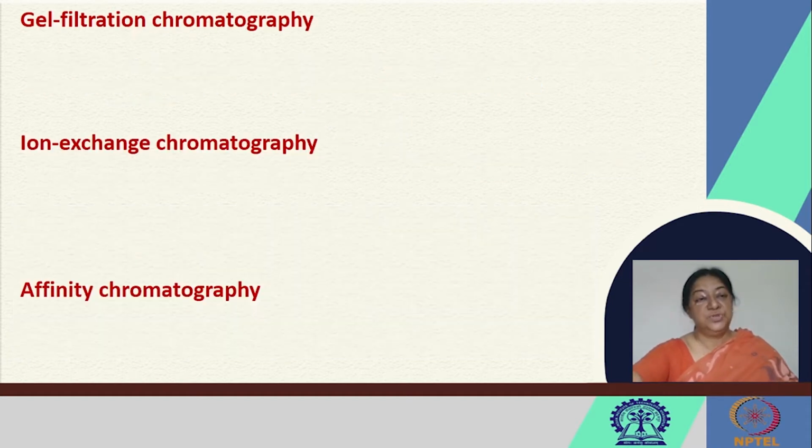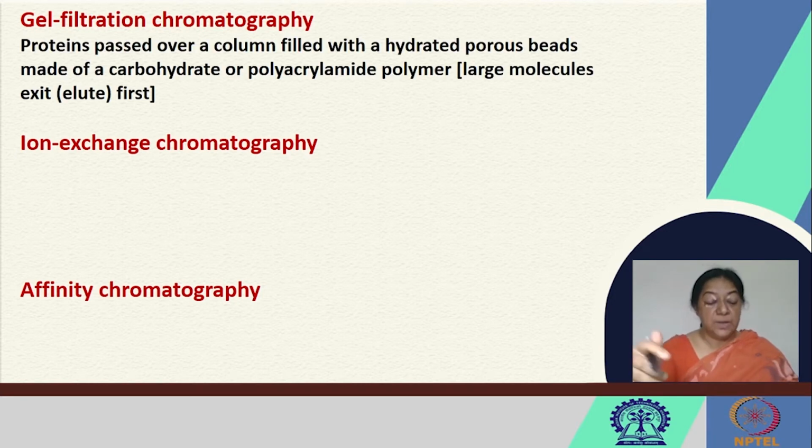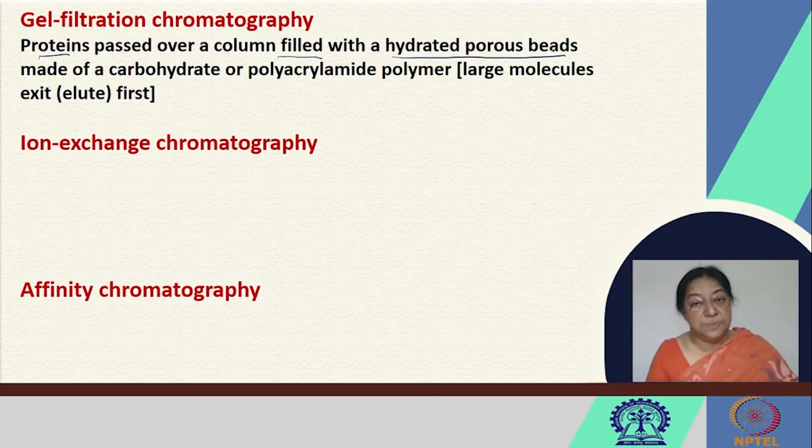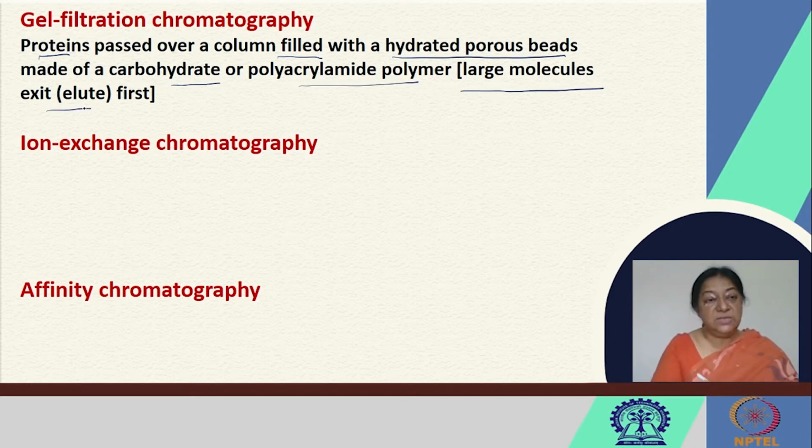So how do we do this procedure? We have 3 methods that we will follow: gel filtration chromatography, ion exchange chromatography, and affinity chromatography. And we will see what properties we are exploiting in each of these cases. In gel filtration chromatography, the proteins are passed over a column that is filled with hydrated porous beads made up of a carbohydrate or polyacrylamide polymer, and the larger molecules exit, or, as in chromatography parlance, elute, first.